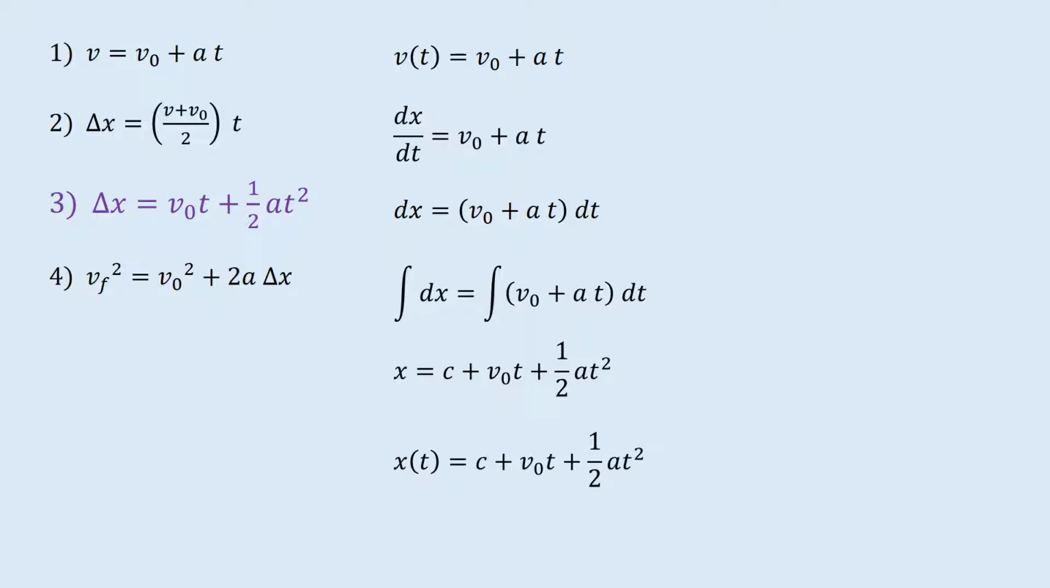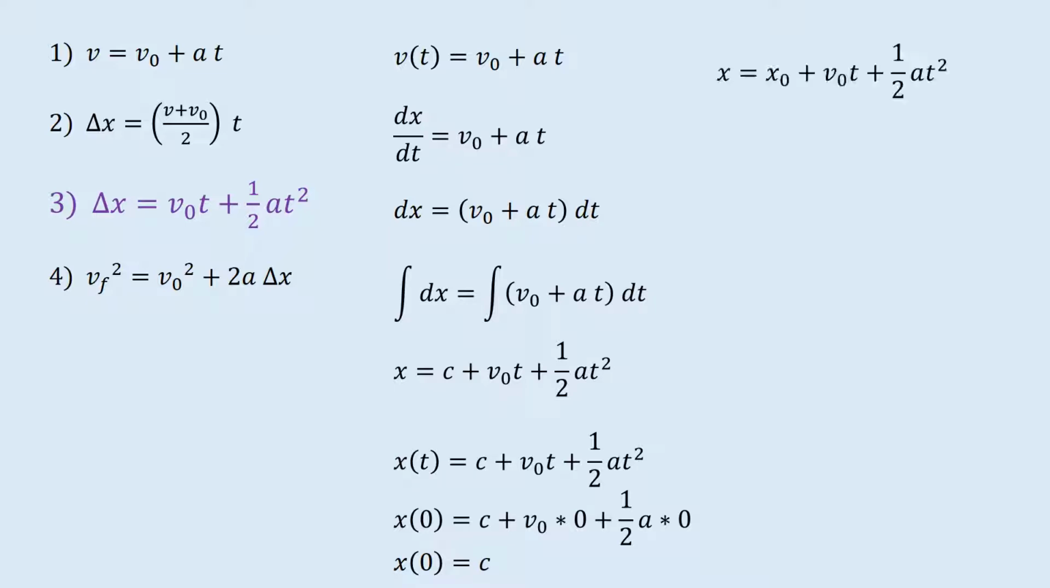And we can then solve for what that constant c is by evaluating this equation at time t equals 0. And from this, you get that the constant is equal to x naught, your initial position. So continuing on, you can move the x naught to the left side of the equation, and delta x is just x minus x naught. So your final position minus your initial position is your change in position. So you arrive at the third kinematic equation.